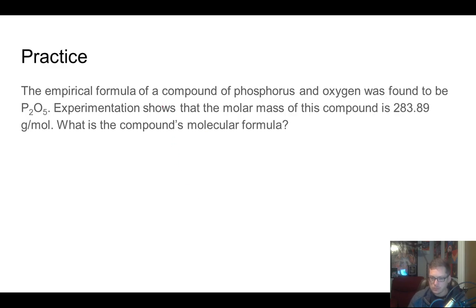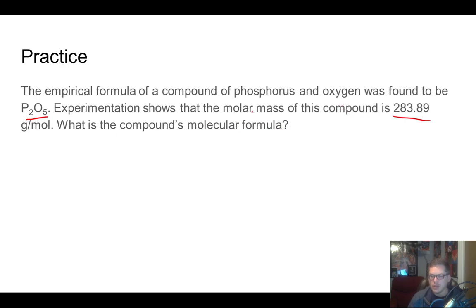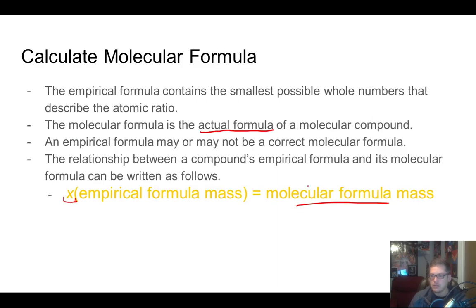So here we go. The empirical formula of a compound of phosphorus and oxygen was found to be P2O5. So there's your empirical formula. It says experimentation shows that the molar mass of this compound is 283.89. What's the compound's molecular formula? So first, remember, it tells us what the molecular formula mass is, right? Molecular formula mass and molar mass are the same thing, all right? And it tells us it's 283.89.